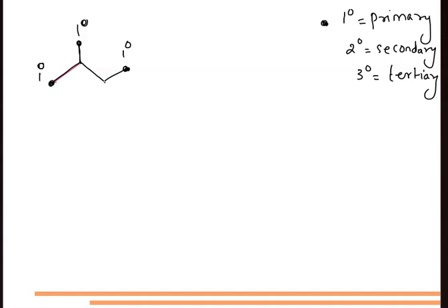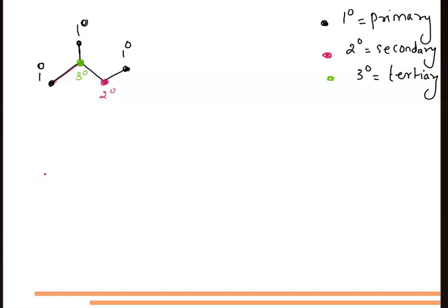Now the secondary would be when a carbon atom is attached to 2 other carbon atoms. Look at this, the pink one, it is attached to 2 other carbon atoms. Okay, so that would be a secondary. And then a tertiary would be when it is attached to 3 other carbon atoms. Like in this case, we have only one tertiary, and we can see this is the green one, and that is attached to 1, 2, 3 other carbon atoms. So this will be my tertiary carbon atom.